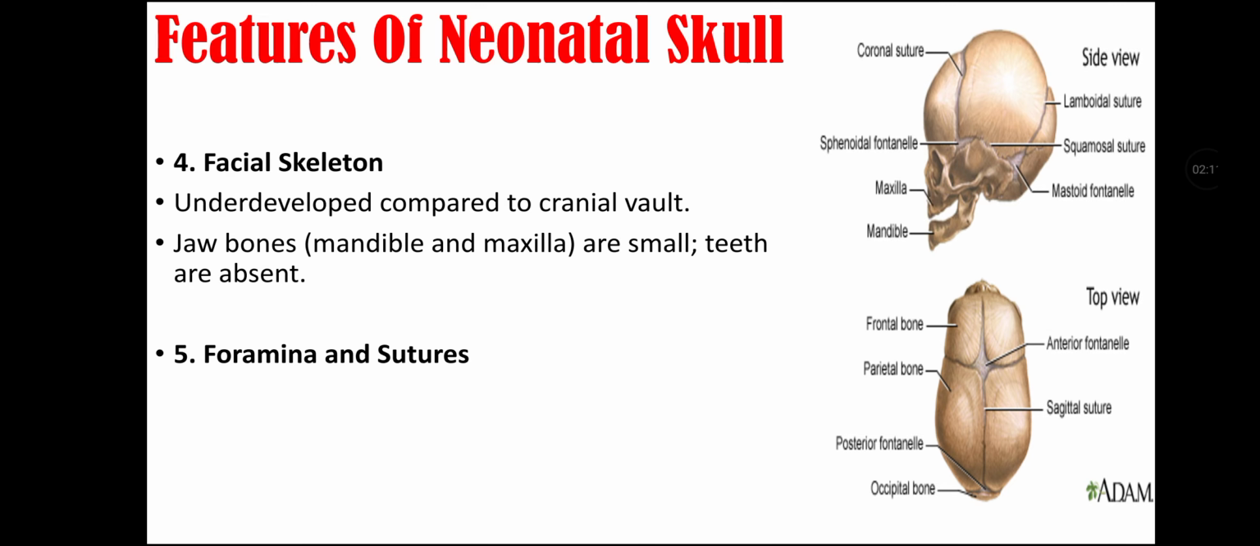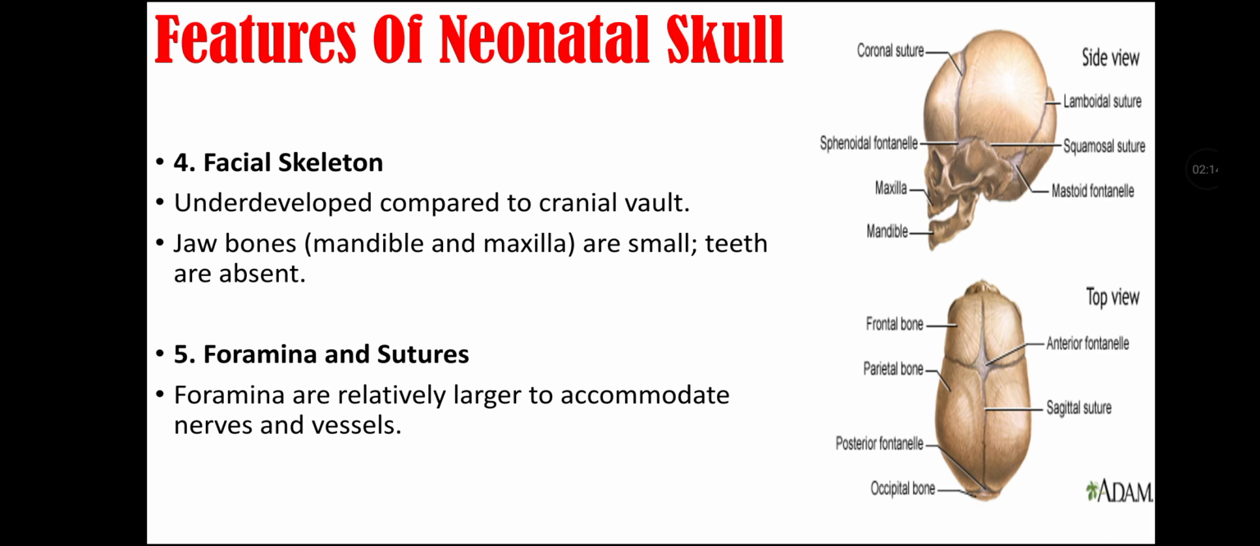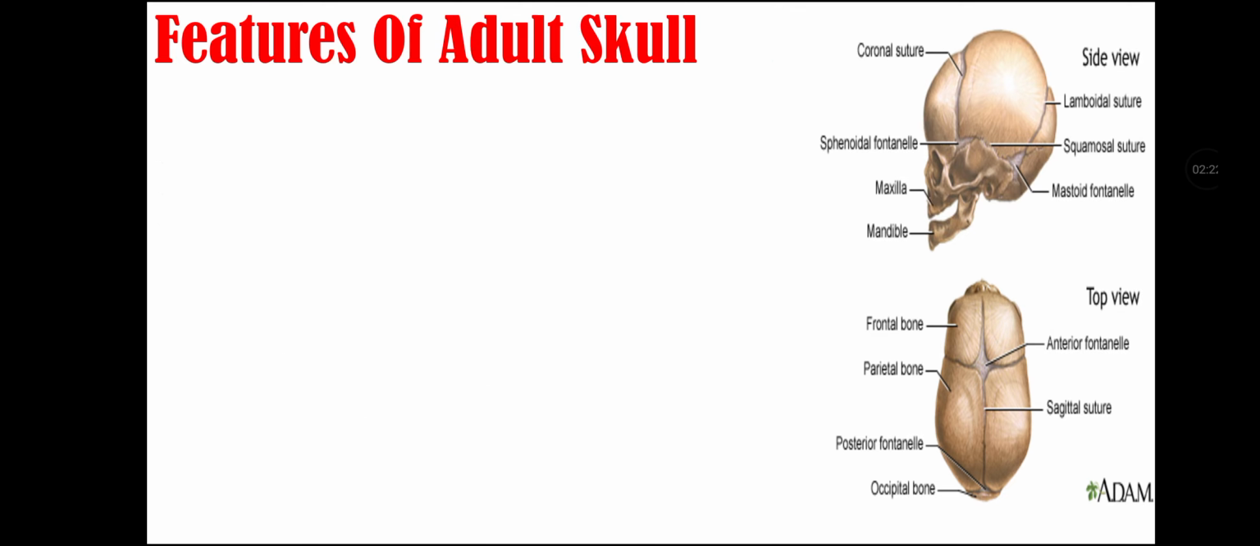Foramina and sutures of neonatal skull. Foramina are relatively larger to accommodate nerves and vessels, and sutures in neonatal skull are widely open and flexible. Now let's talk about features of adult skull.